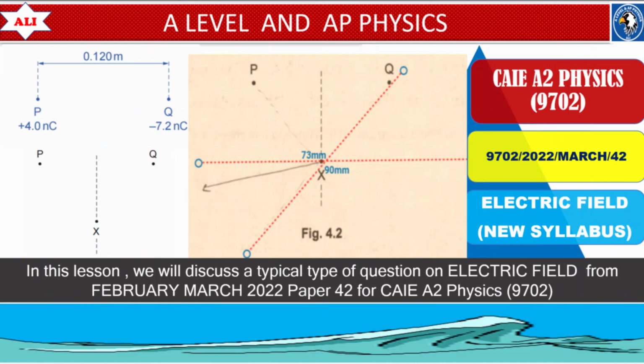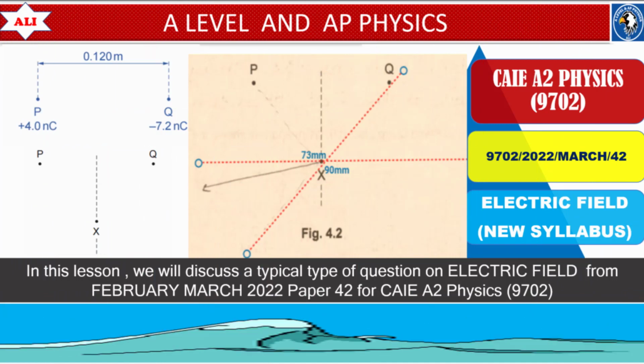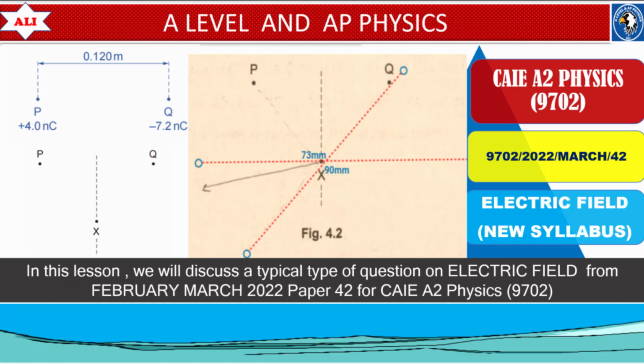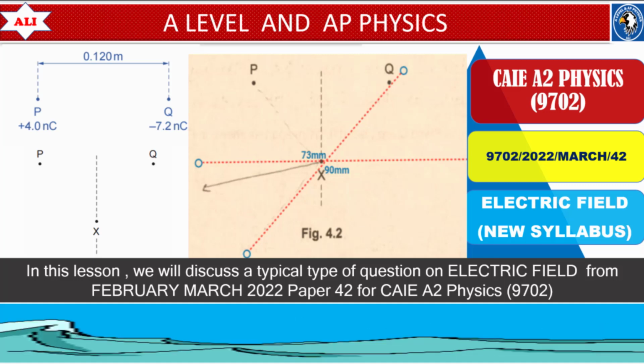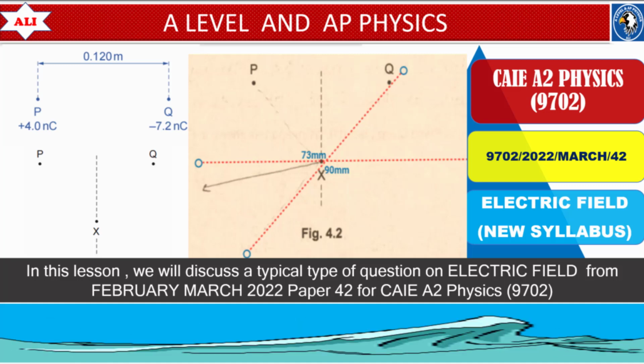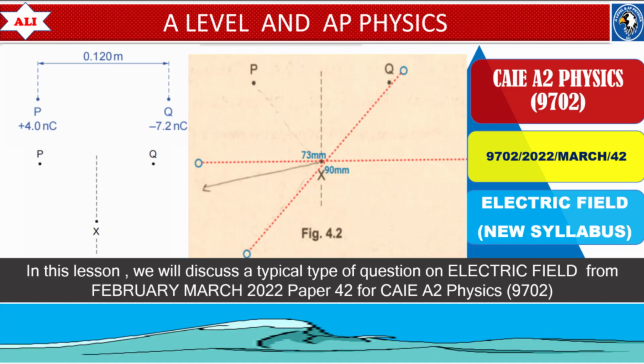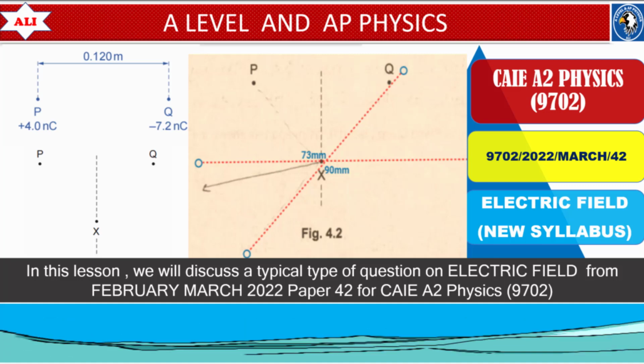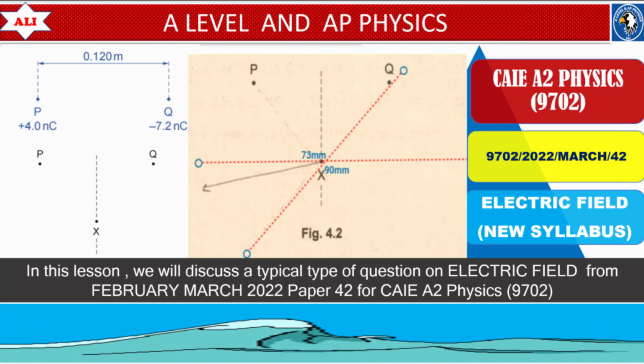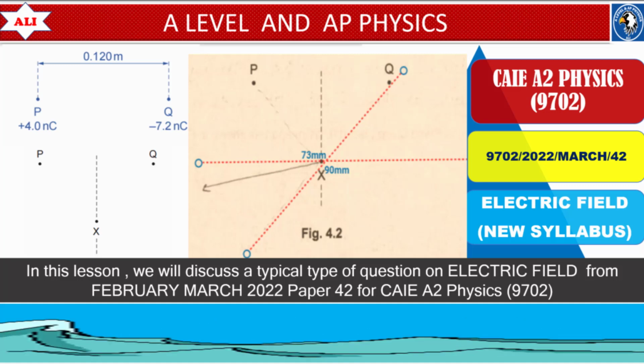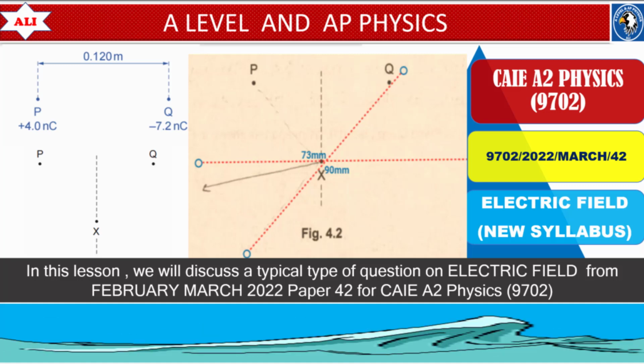In today's lesson, we will discuss a typical type of question on electric field from March 2022, Paper 4, Variant 2. In this question, we will discuss what is represented by electric field lines. Then we will discuss how to calculate potential at any point between two opposite charges, meaning in the region between two opposite charges, how we can calculate the value of potential.